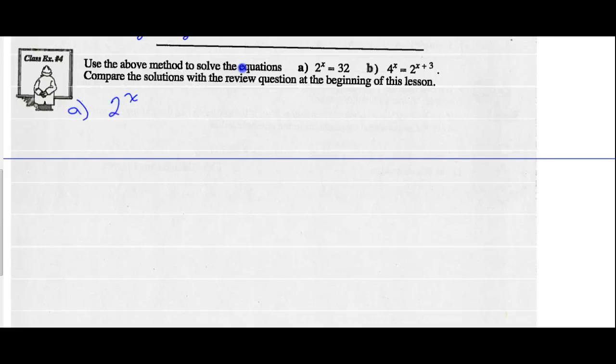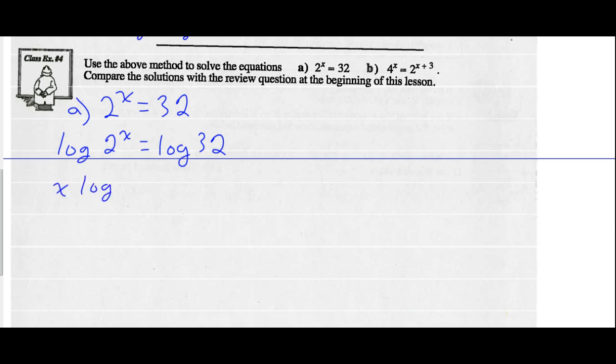If 2 to the x equals 32, we were told that as long as those are equal, I can take the common log of both sides and they'll still be equal. So the common log of 2 to the x should equal the common log of 32. And use my laws of logarithms now. Bring the exponent x out in front, multiplied by the log of 2. That should equal the log of 32. Divide both sides by the log of 2, and I get common log 32 divided by common log 2.